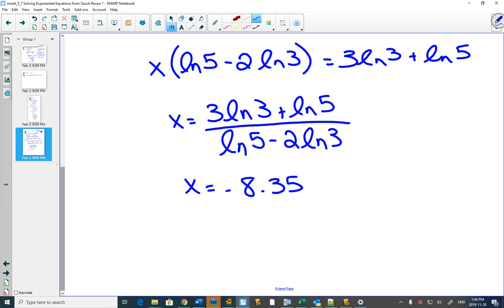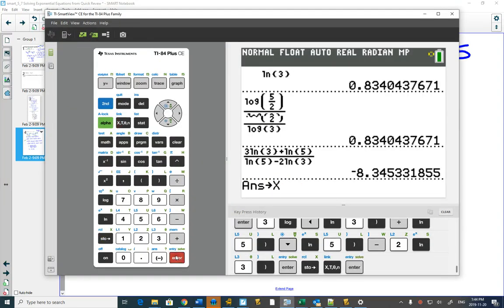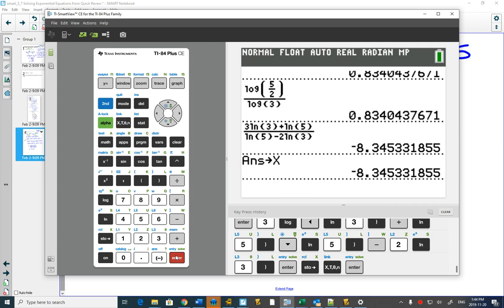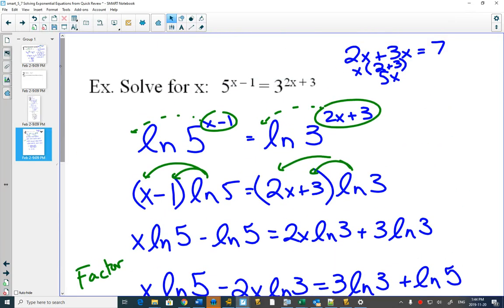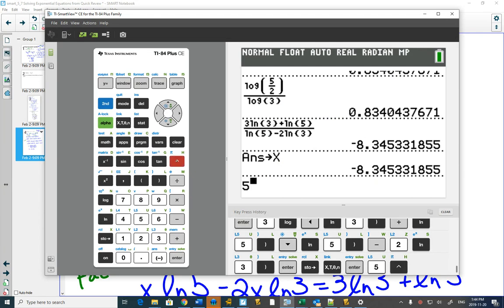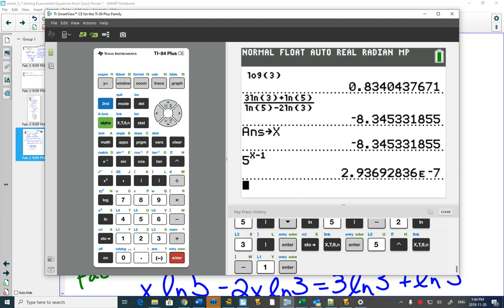And once again, we can find out if we were right. How do we find out if we were right? We're going to take that answer. I'm going to store it as x, put it into my calculator's memory, and then I'm going to go back to my original equation. In my original equation, the left side was 5 to the x minus 1. So I'm going to type 5 to the x minus 1. I get 2.936 e to the minus 7.